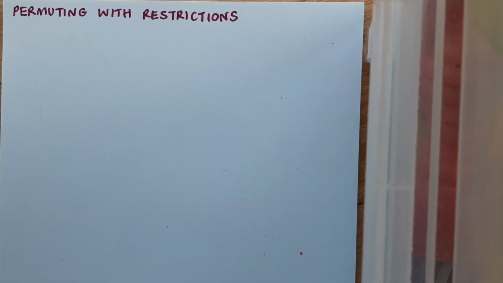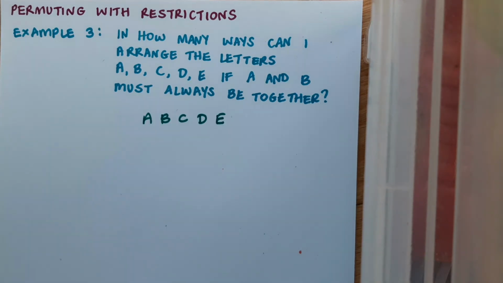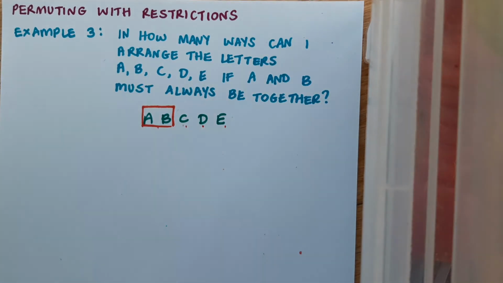There are other types of restrictions we can also encounter when permuting in questions. Here's another example. In how many ways can I arrange the letters A, B, C, D, and E if A and B must always be together? I'm going to start by writing these letters out again. So there are 5 letters in this group, but I'm required to keep A and B together. So I'm going to think of them as being one unit of information. So now I've got 4 things really, 1, 2, 3, 4 that I want to arrange.